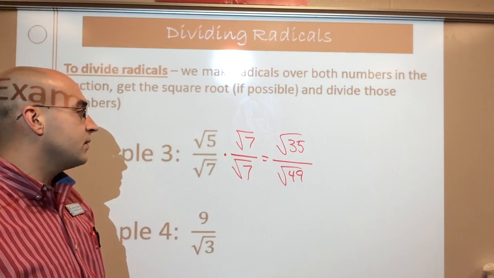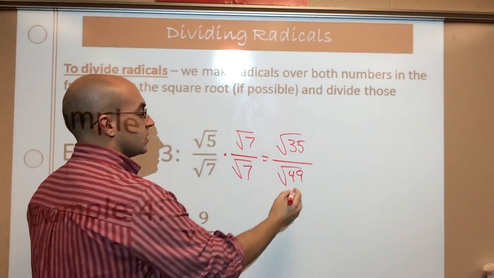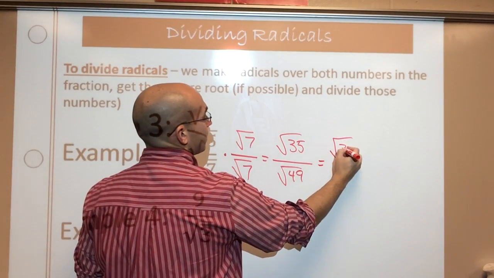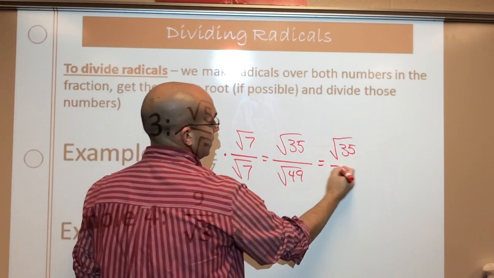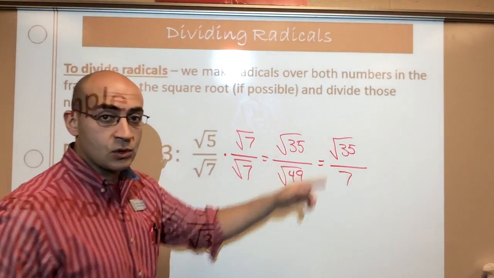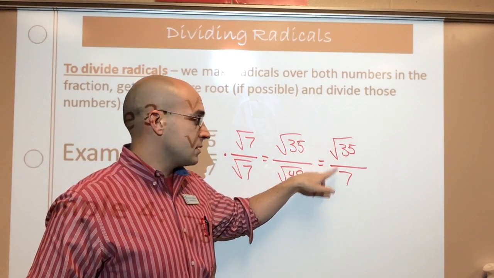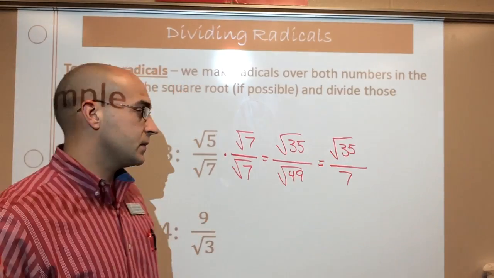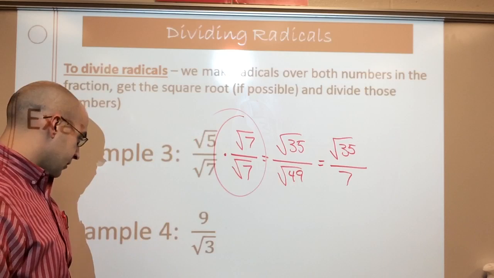So the square root of 35, can I pull any perfect squares out of that? Nope. So I'm going to leave that as the square root of 35 for now. This here is just 7. I'm cool with that. Now, you can't divide those. Let's not divide those, let's just leave them. So, final answer. Remember, this is rationalizing.